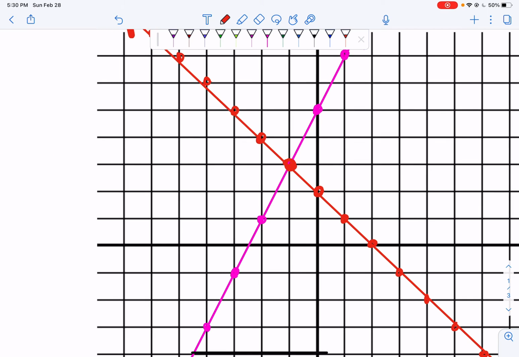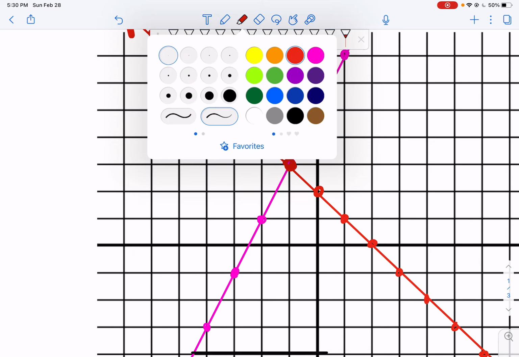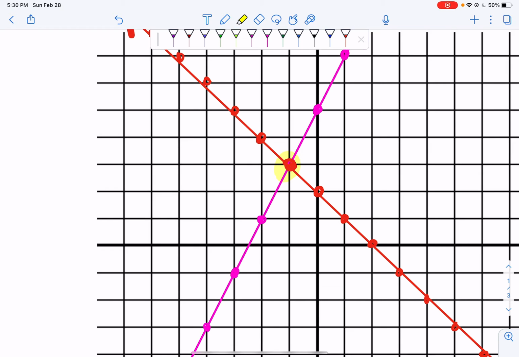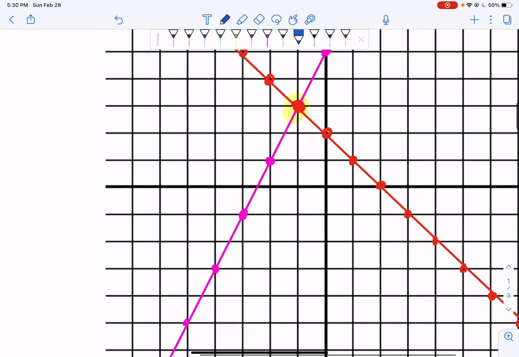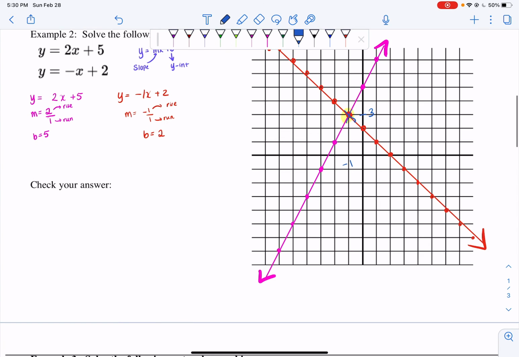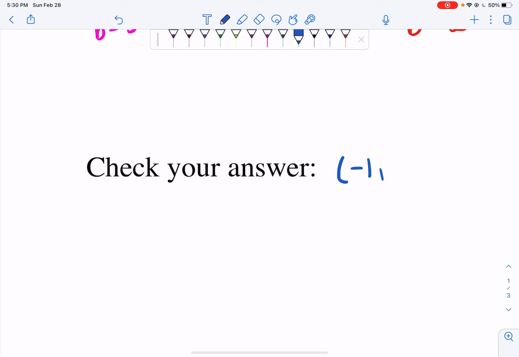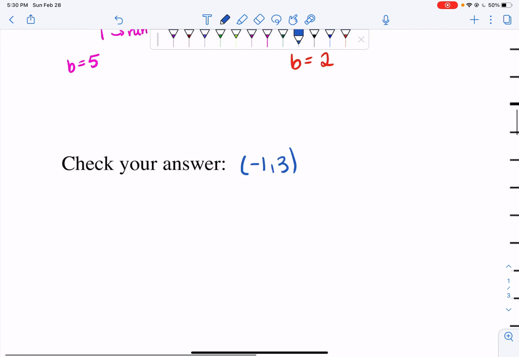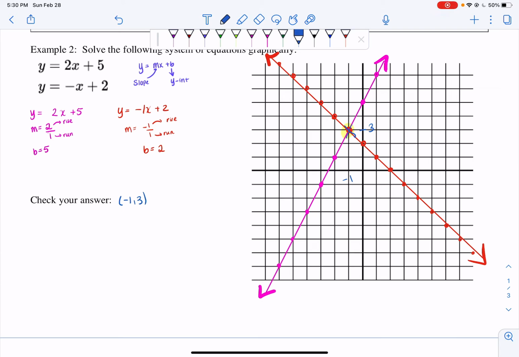And if you look, my lines intersect right here. So my point of intersection would be negative 1 and go up 1, 2, 3. Negative 1, 3. So my final answer would be negative 1, 3. But here's the issue. We want to make sure that you can check your answer. So all we're going to do is plug that point, negative 1, 3, into each part of our system.